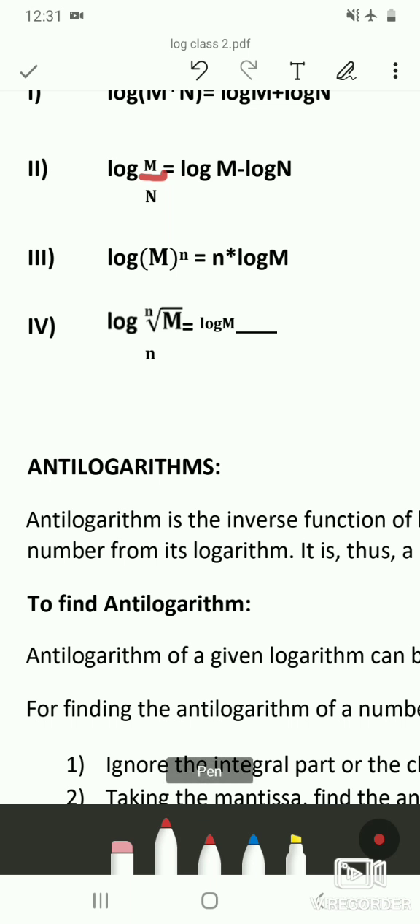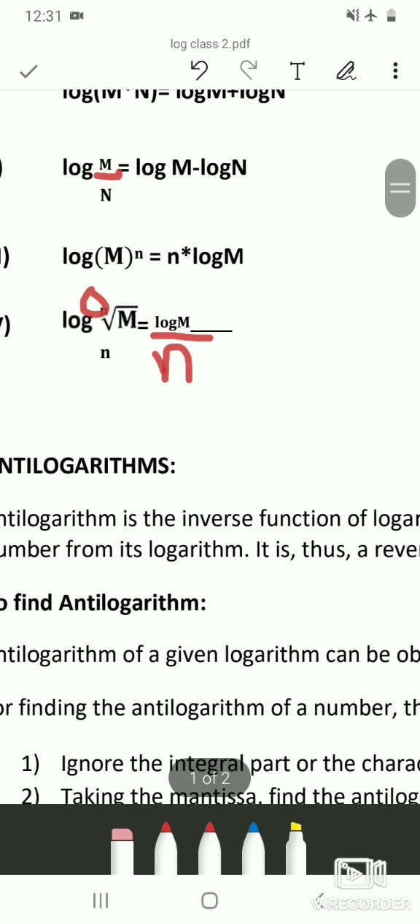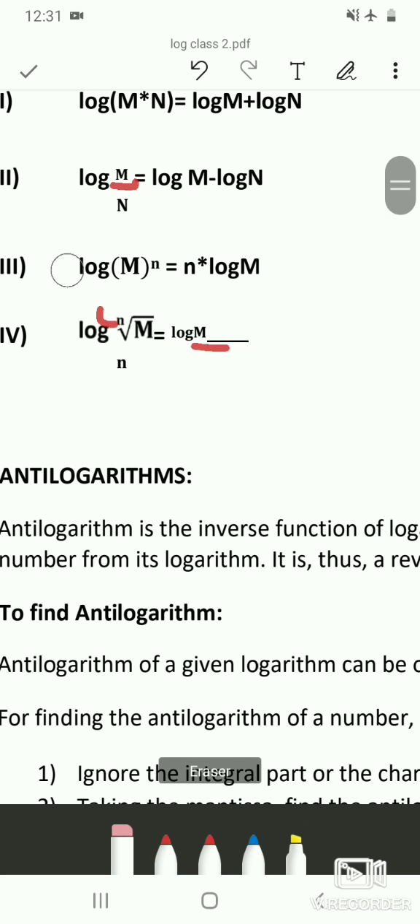And there's some typing mistake. The fourth rule is log of nth root of m can be written as log of m upon n. So that n should have been over here. So log of nth root of m can be written as log of m whole divided by n. So the root term goes in the denominator. So these are the four important rules of laws of logarithms.